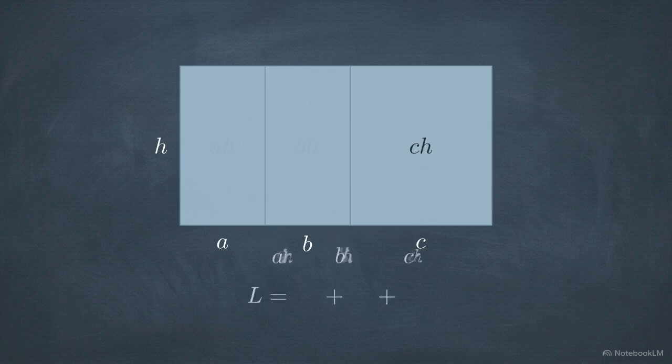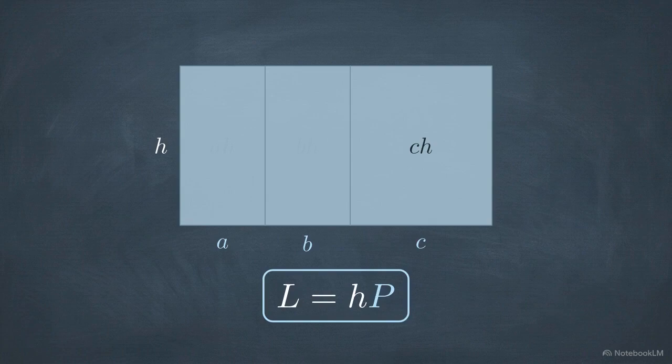Using standard two-dimensional rules, we calculate the area of each individual rectangle. This gives us individual areas of ah, bh, and ch. We combine these individual areas into a single algebraic expression representing the entire lateral area, giving us L equals ah plus bh plus ch. Next, we simplify the equation. By factoring out the common variable, altitude h, the equation transforms into L equals h times the quantity a plus b plus c.